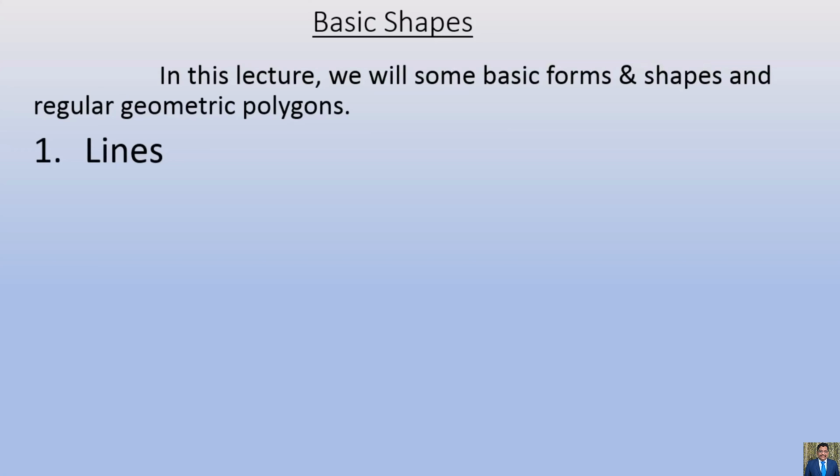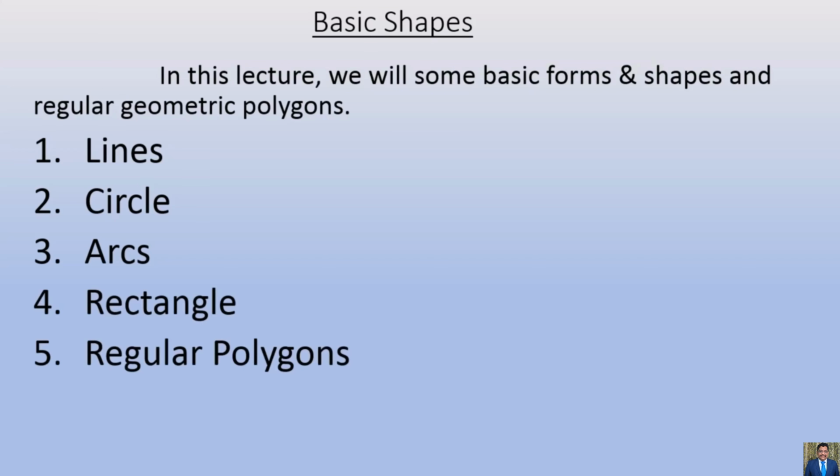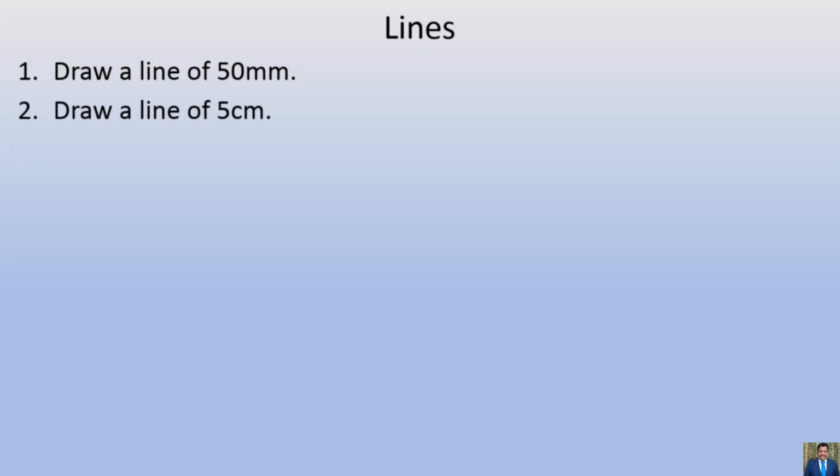So in this section we are going to see lines, circles and arcs, rectangle, regular polygons. First we will see about lines. Here I will draw a line of 50 mm. Mm means millimeter here, and the second question is to draw a line of 5 centimeter.